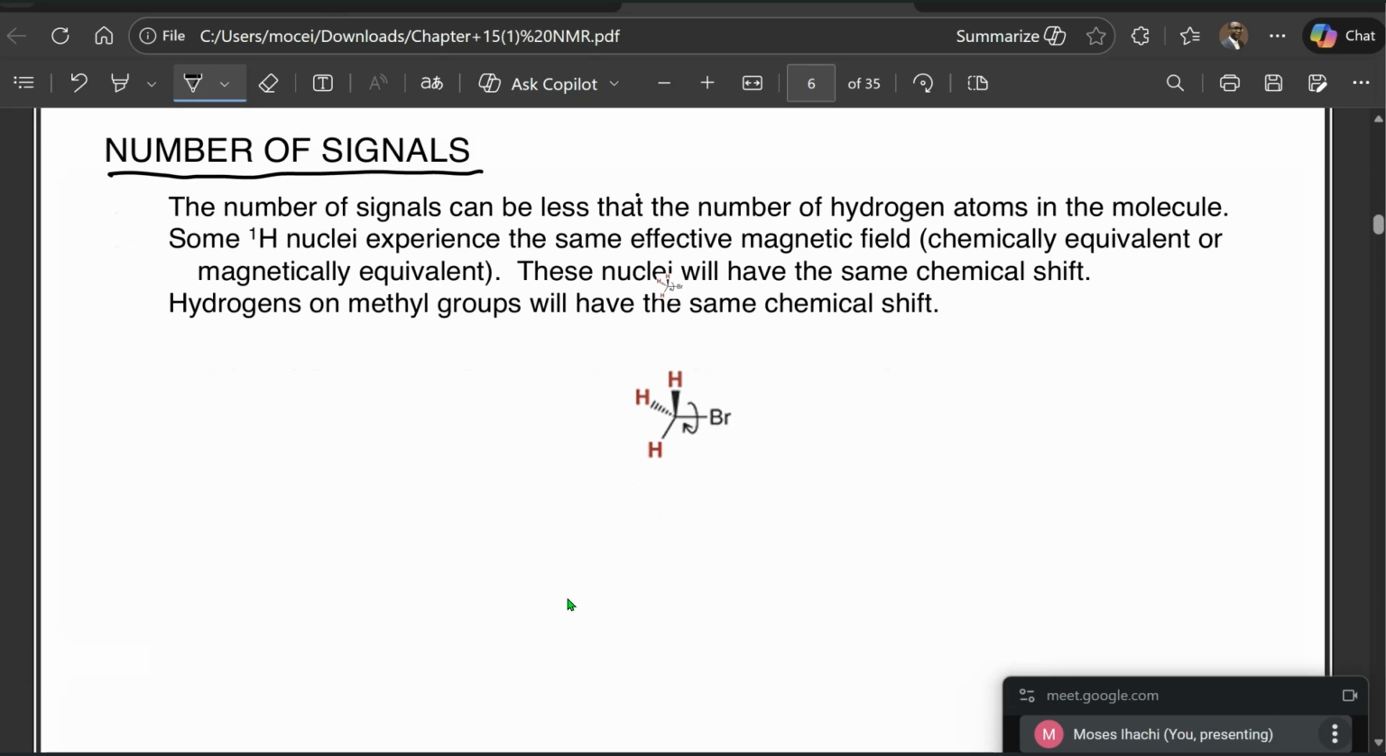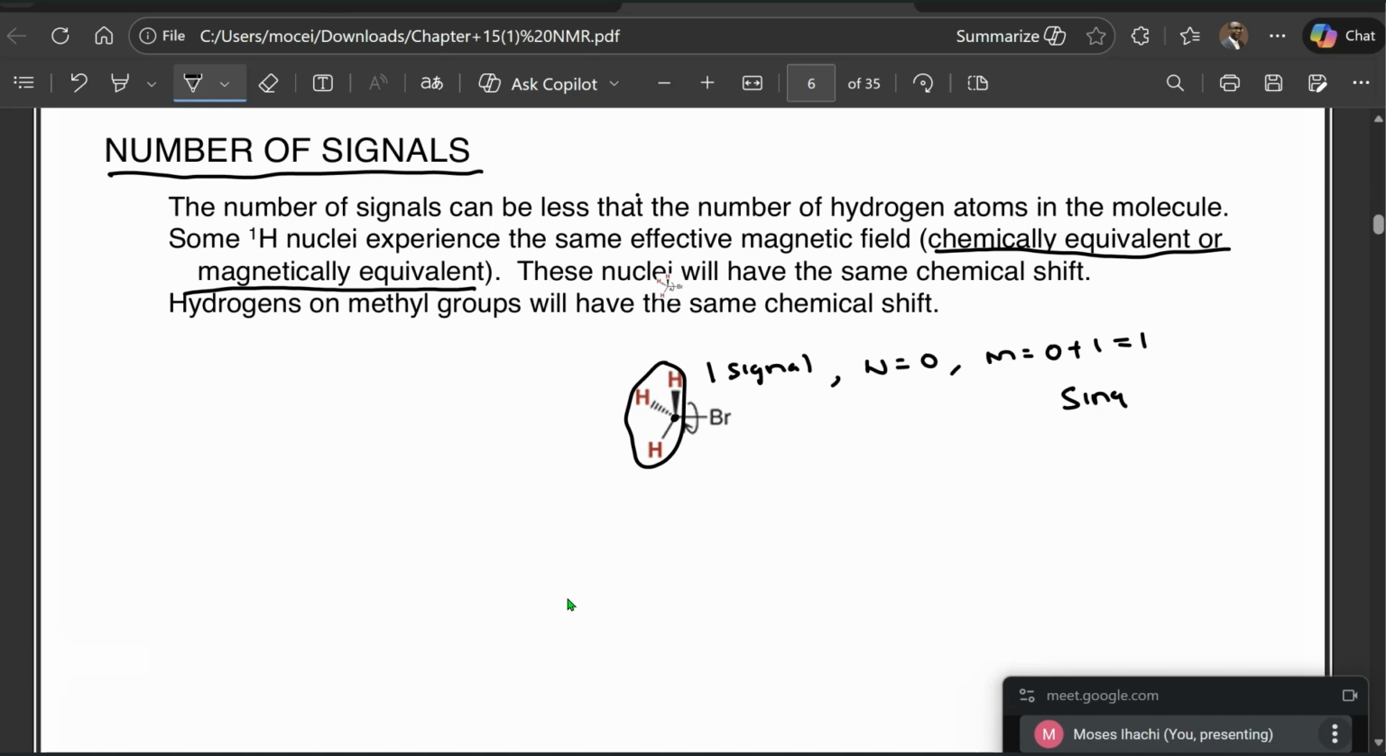It's the chemical environment, right? Yeah, so chemically equivalent hydrogens will show up in the same place, because they'll be magnetically equivalent. So this one, you only have one set of hydrogens, so I expect one signal. And for this signal, n equals 0, that means m equals 1, so this will show up as a singlet.